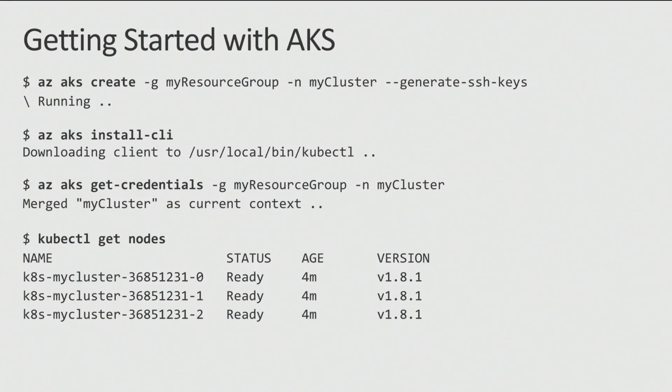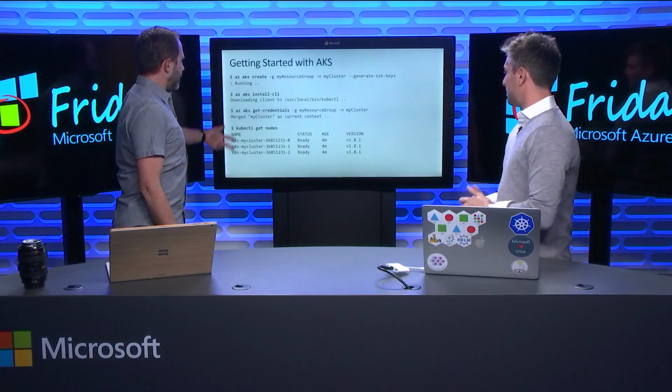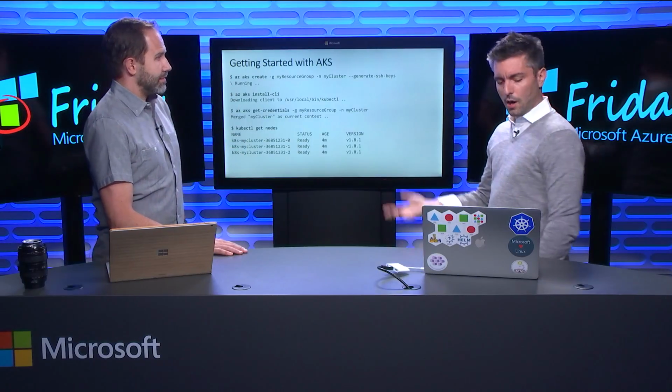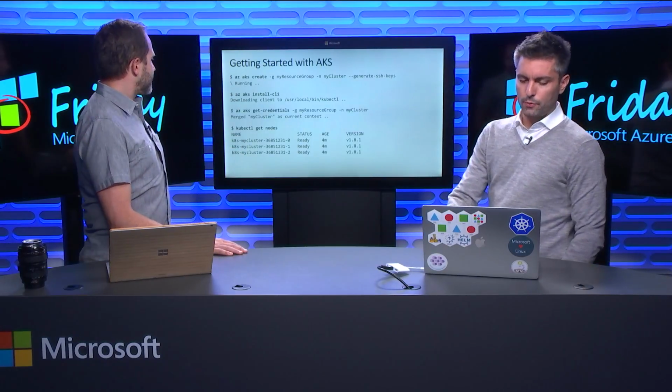And then you just grab credentials with AKS get credentials. That'll pull in the credentials, and after that, you just use the kubectl client, and you're connected to your new cluster. So from soup to nuts, what are we looking at here? 10 minutes? Yeah, or less, probably less. So very, very fast to get going with, which is exciting.